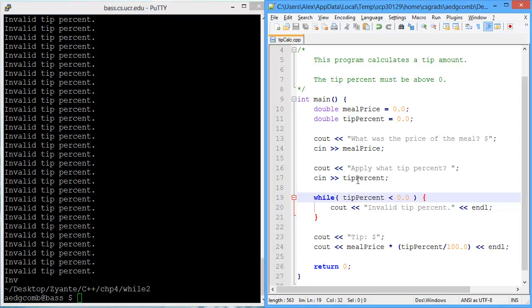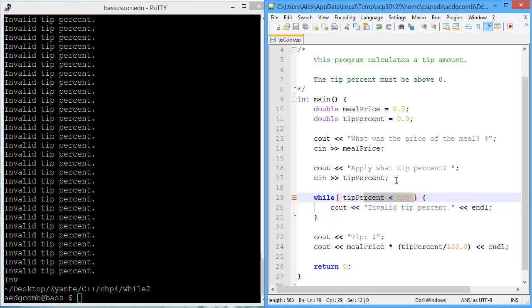How does that infinite loop occur? Well, let's take a quick look. The tip percent that we inputted was negative 15. Negative 15 is less than 0, and so this while statement evaluates to true. So we have a while true, and so the program outputs invalid tip percent. And then after the output occurs, the while loop is invoked again, and we reevaluate. The tip percent is less than 0, and yes, it's still true. Tip percent is negative 15, that's still less than 0. So then we output once again, and the loop starts over, and it keeps going on and on forever.